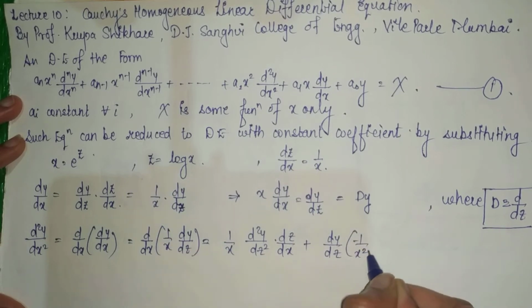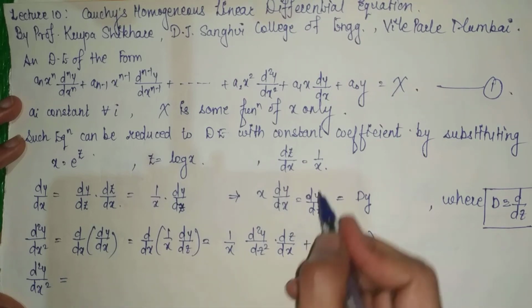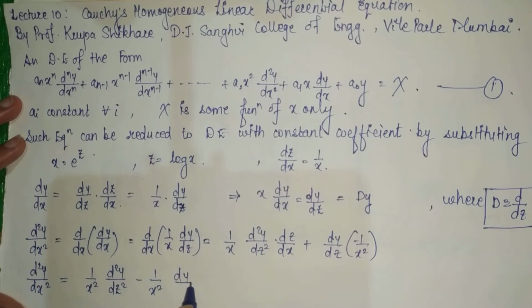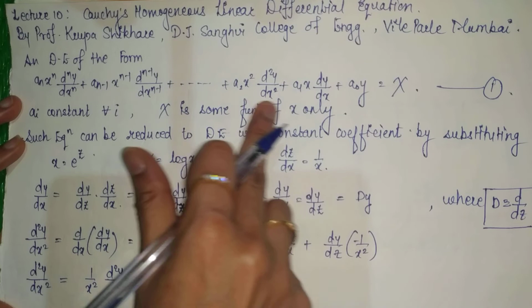So it is minus 1 by x square. So we can rewrite d square y by dx square, which is equivalent to dz by dx, that is 1 by x. So 1 by x into 1 by x gives me 1 by x square, d square y by dz square minus 1 by x square dy by dz. If I multiply this throughout by x square, then we will get x square d square y by dx square, which is my required thing.